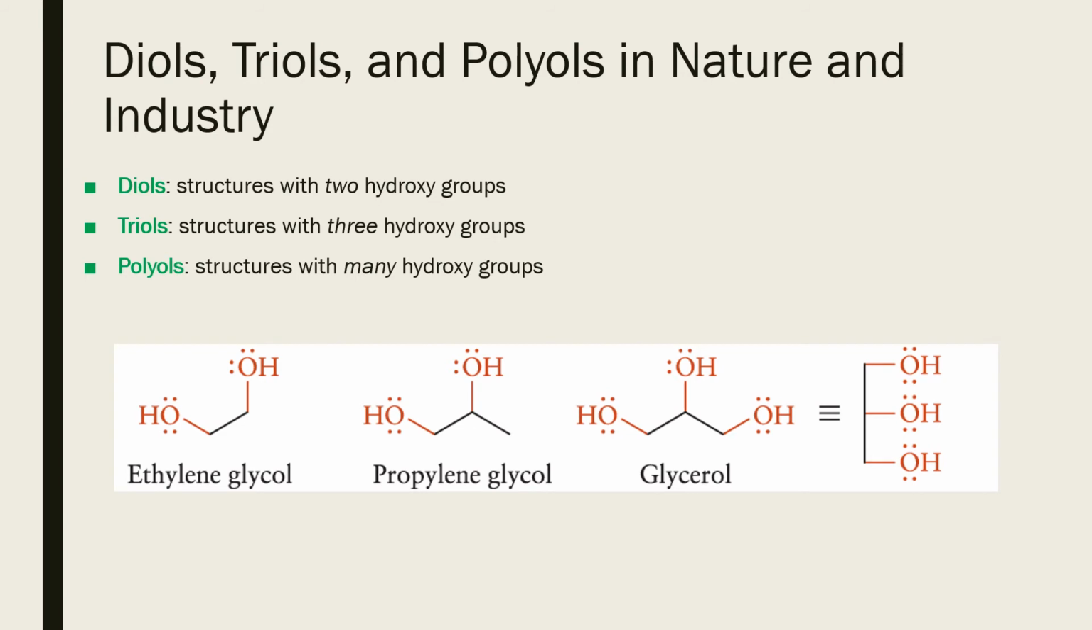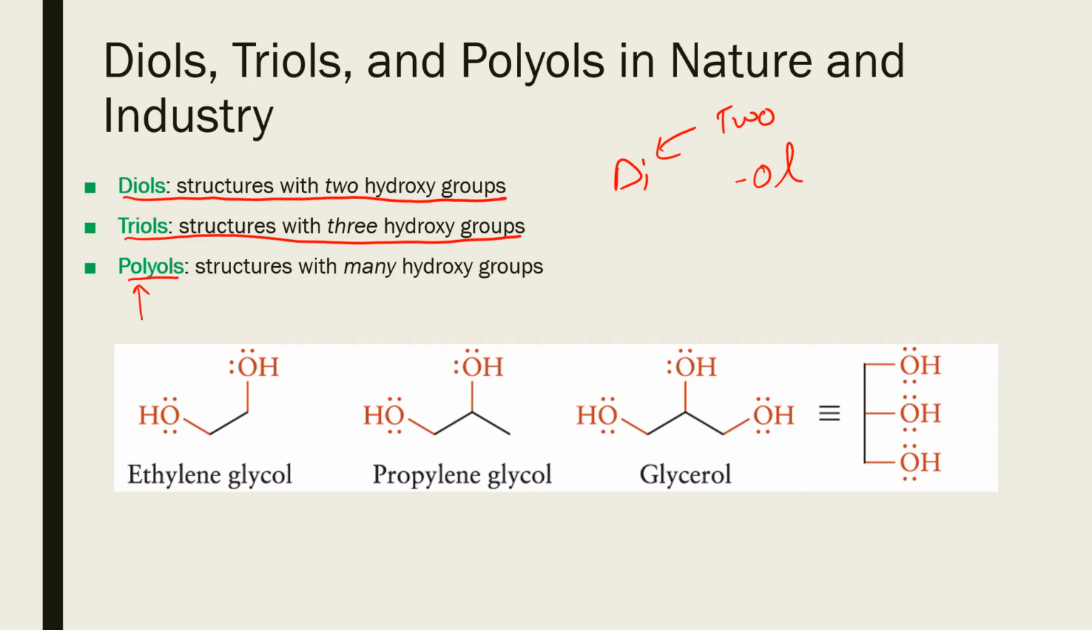Alcohols containing two hydroxyl groups are known as diols, and alcohols containing three hydroxyl groups are known as triols. And if we have an alcohol which contains multiple hydroxyl groups, that is more than three, those alcohols are known as polyols. Poly means many, ol means alcohol. Similarly, di means two, and ol is a suffix we use for alcohol. So diol means an alcohol containing two OH groups.